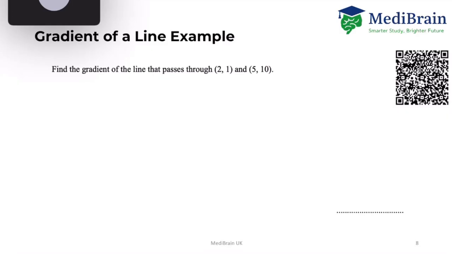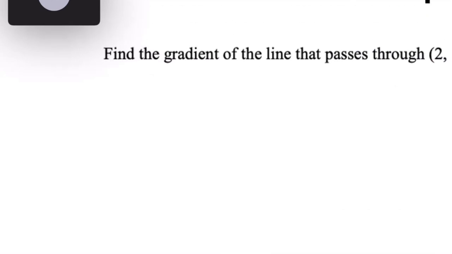And if we have a look at some questions, this will make more sense of working out the gradient of a line. So I'm going to go through this as an example first, and then we've got some questions that you can have a go at. Normally what you will be asked to do is work out the gradient of a line that passes through (2, 1) and (5, 10). The gradient of a line just means the steepness of the line.